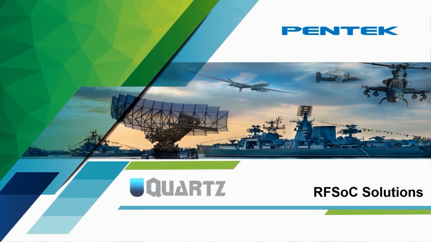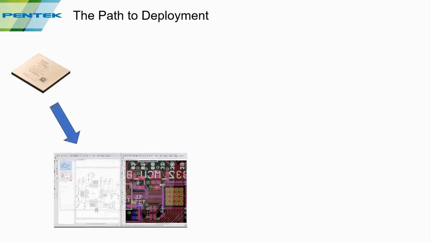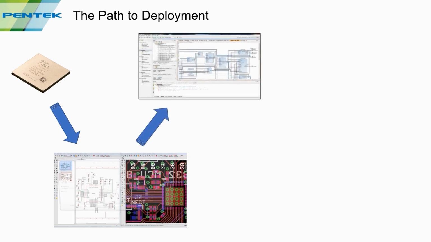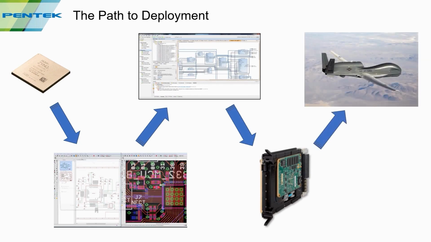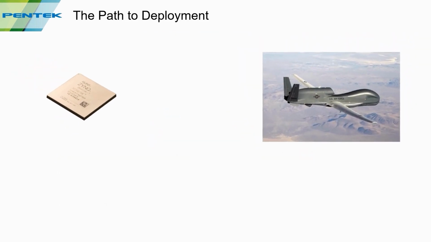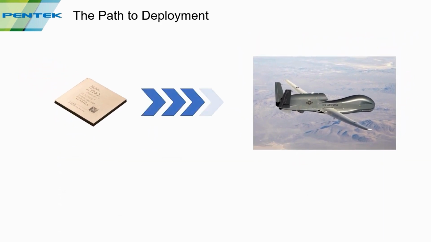So RFSoC solutions are available from Pentek in our Quartz family. And regardless of what hardware you're using, the path is usually similar. You're going from the technology, the RFSoC in this case. There'll be circuit design, there'll be PCB design, eventually there'll be IP design and software design. At some point that'll go to manufacturing, and ultimately it'll get deployed. So the question really is, what's the fastest path to go from the technology, RFSoC technology, right to deployment?